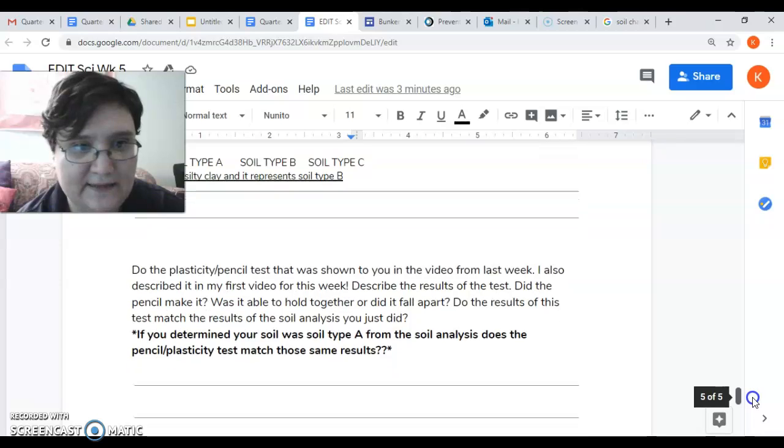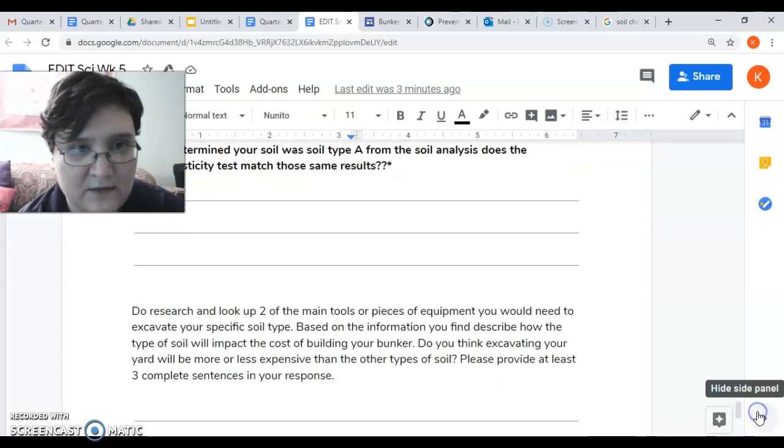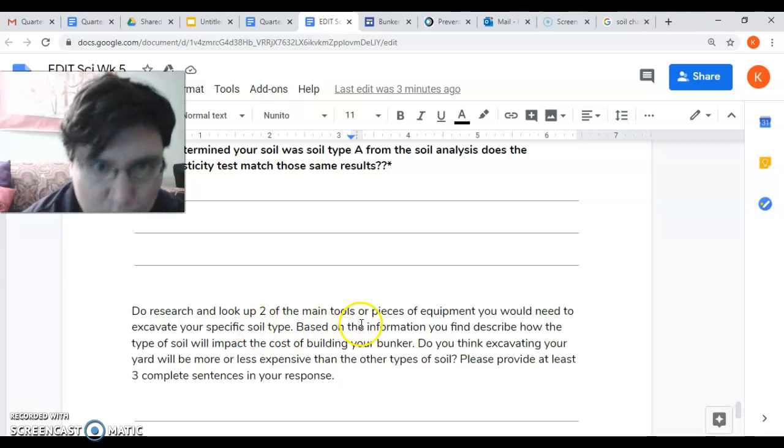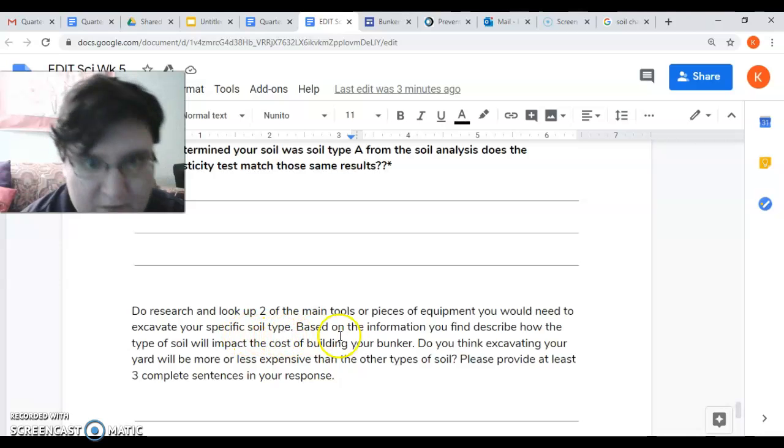Last but not least, do research and look up two of the main tools or pieces of equipment you would need to excavate your specific soil type. Based on the information, describe how the type of soil will impact the cost of building your bunker.